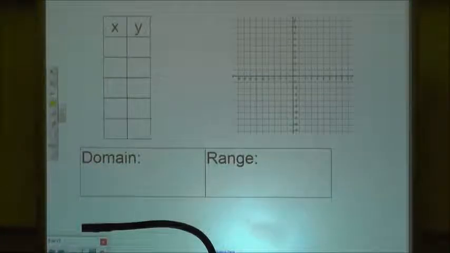Same concepts. Do you guys want to try this one on your own? Yes. Try this one on your own.